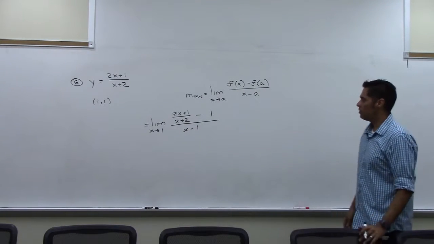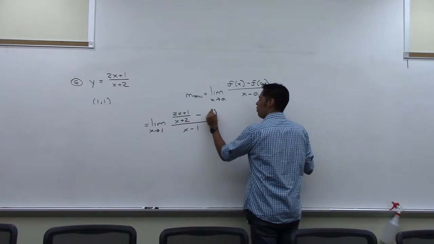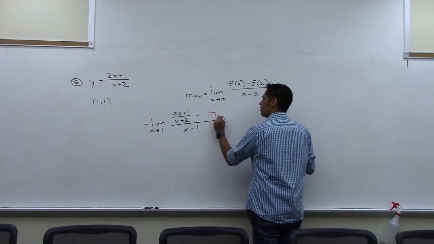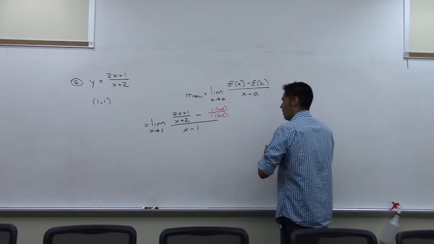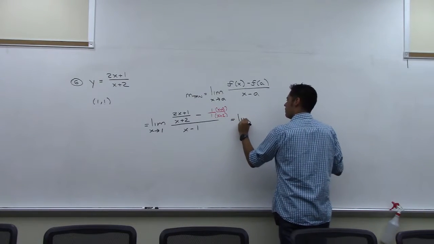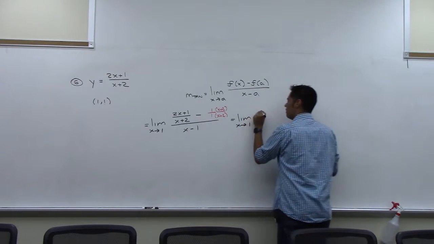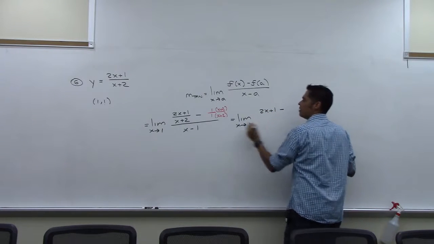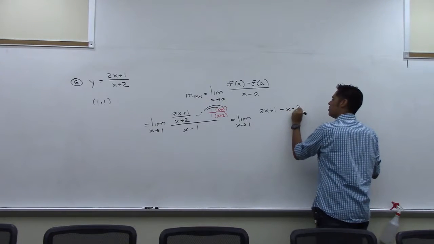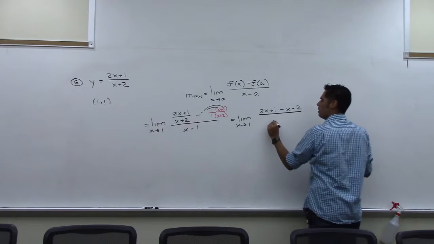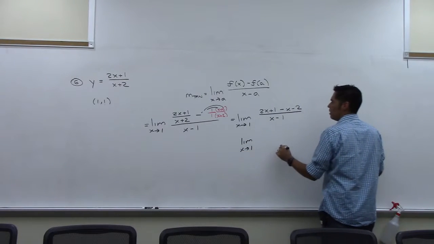So here we have a complex fraction, so we're going to try and get a common denominator, which means I'm going to look at this 1 as being a 1 over 1, and then I'm going to multiply x plus 2 bottom and x plus 2 on the top, and then combine those two together. So when I do this, I'll have 2x plus 1 minus whatever this is. So I have to subtract each term, right? So minus x minus 2 all over x minus 1. This is the limit as x approaches 1.